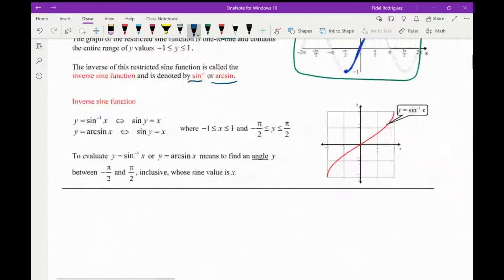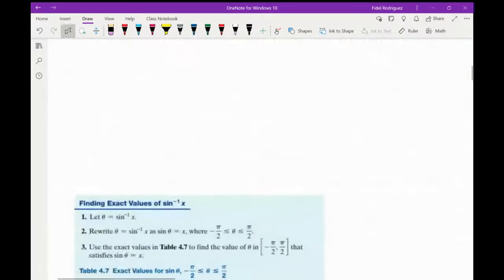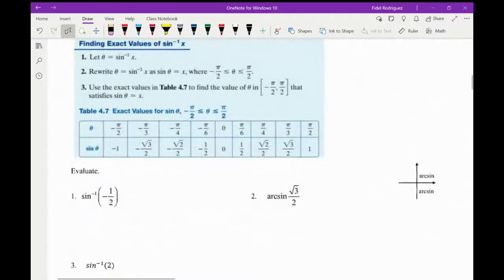Okay, so what I want to do here is I've got a table of values. I'm looking at values between negative pi over 2 and pi over 2. And so what I have here are these special values: negative pi over 2, negative pi over 3, negative pi over 4, negative pi over 6, 0, pi over 6, pi over 4, pi over 3, pi over 2.